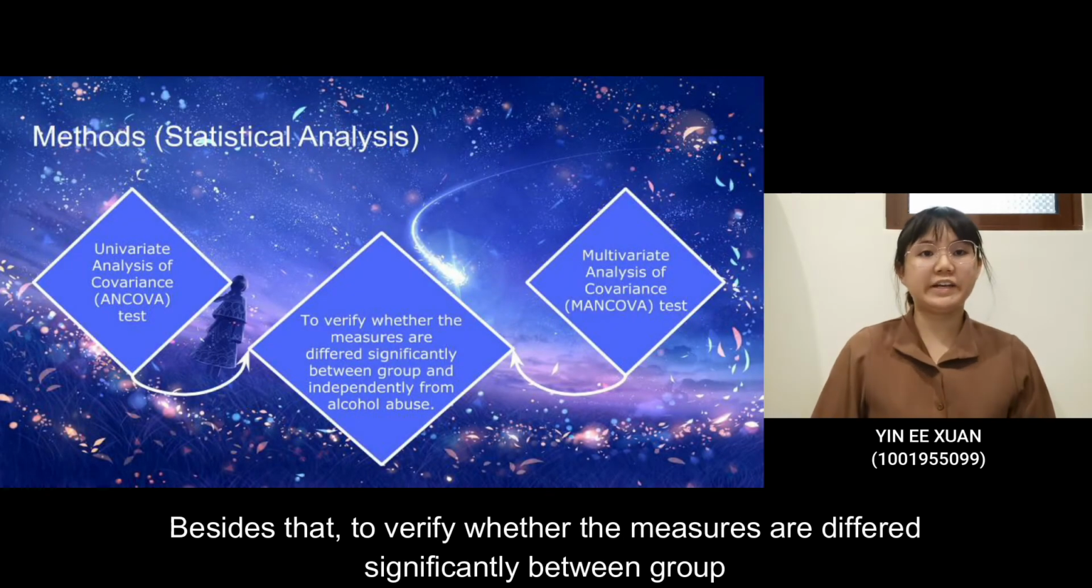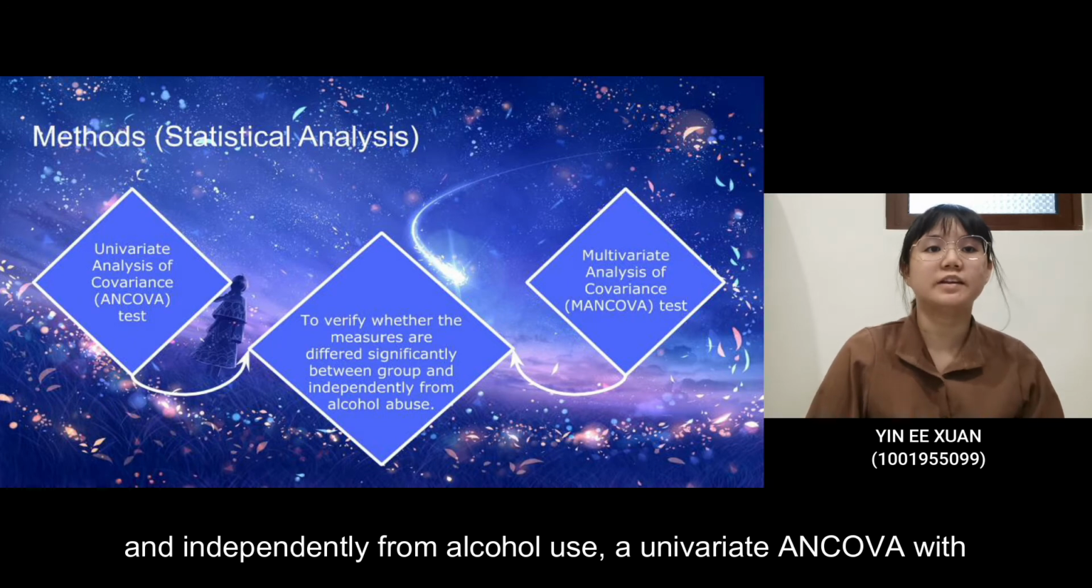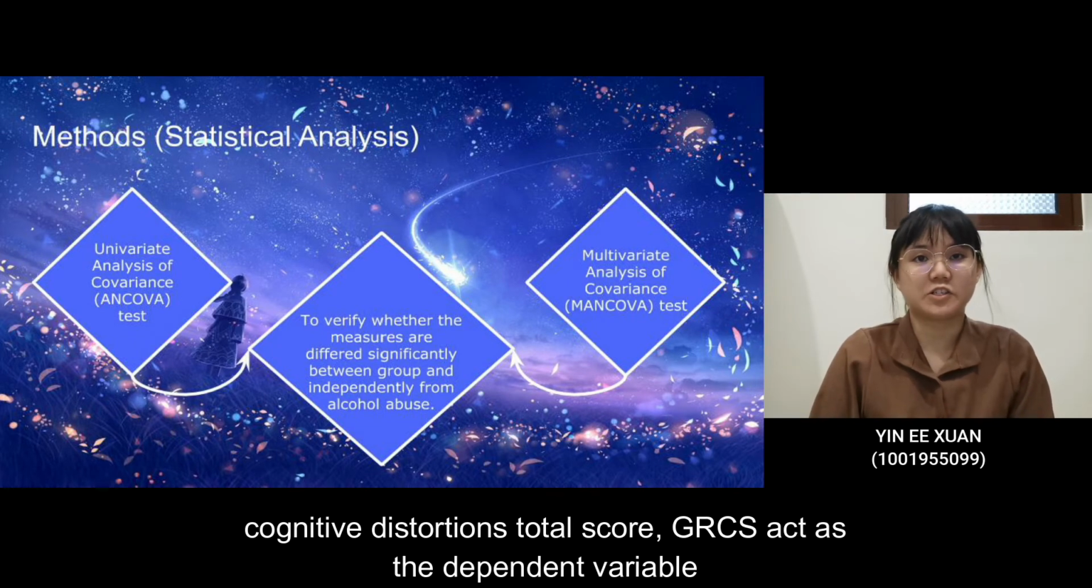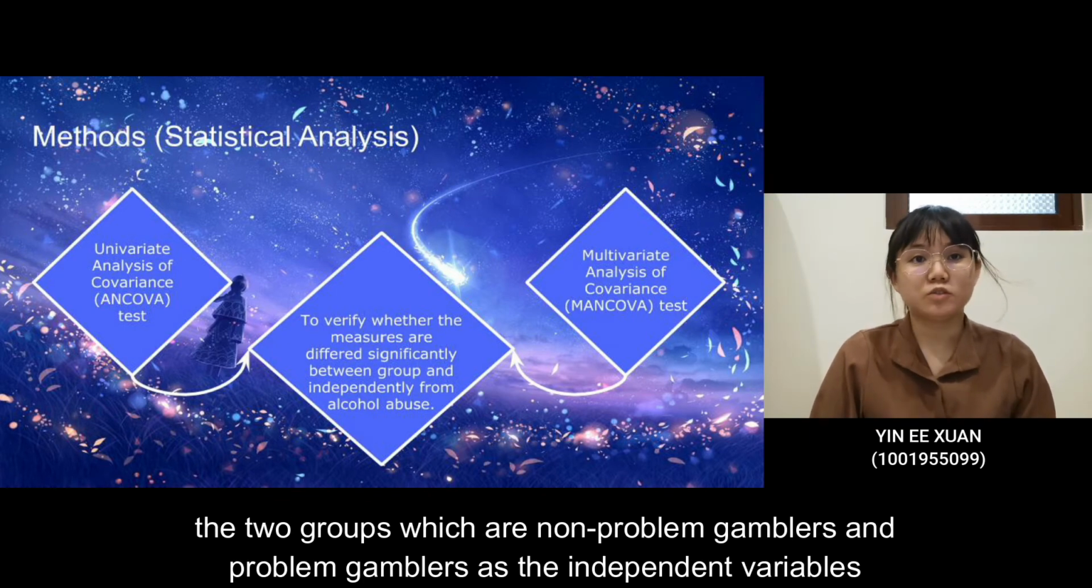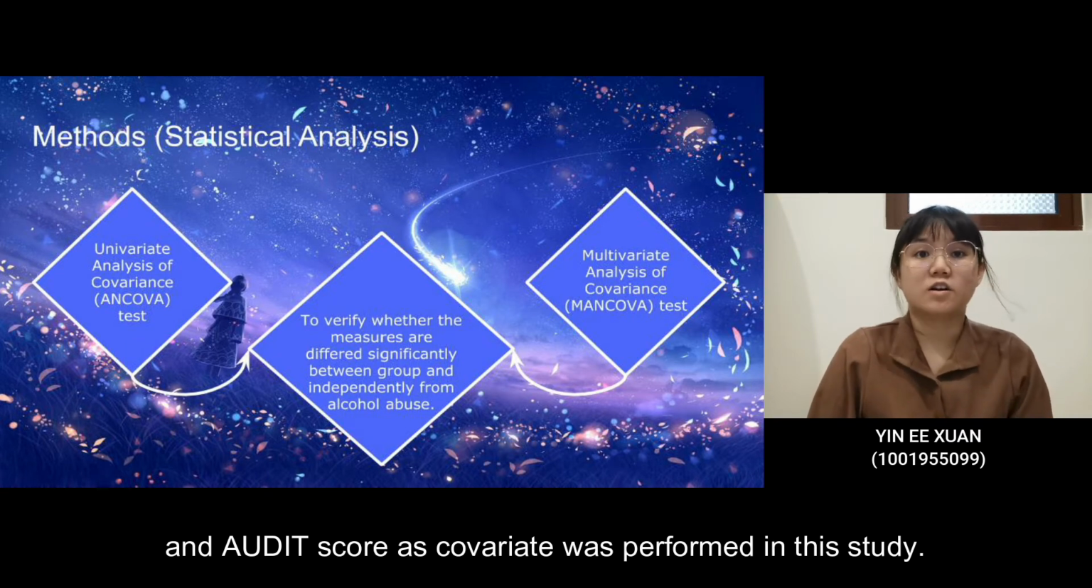Besides that, to verify whether the measures differed significantly between groups and independently from alcohol use, a univariate ANCOVA was performed in this study, with the cognitive distortion total score, GRCS, as the dependent variable, the two groups, non-problem gamblers and problem gamblers, as the independent variable, and AUDIT score as covariate.